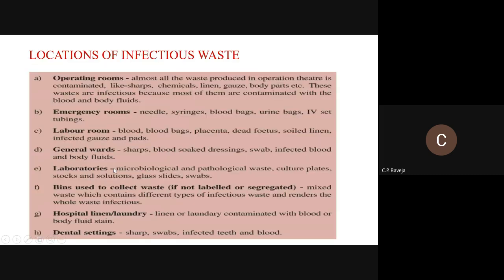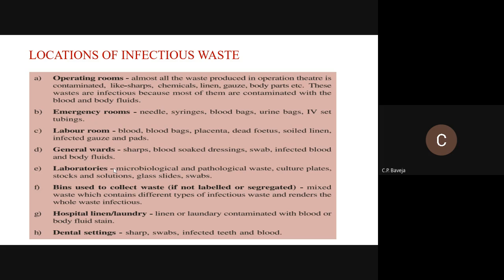Then the location of infectious waste. What are the locations in the healthcare system? Operating rooms, that is the waste generated in the operation theaters, like sharps, blades, then chemicals used, disinfectants, linen used on the patient, gauze, body parts, etc. Maybe placenta may be there. All these are blood and body fluids, if blood bottles are there.